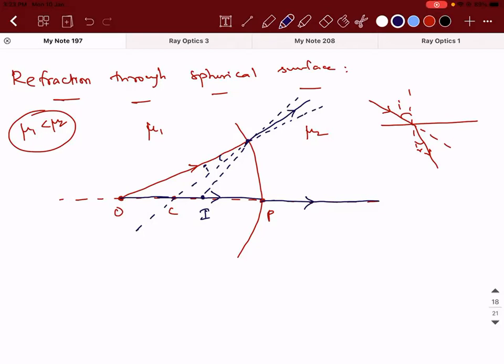Yes, sir. Right. Just give me a minute. I'll draw a better diagram for you to understand. The diagram is a little cramped.